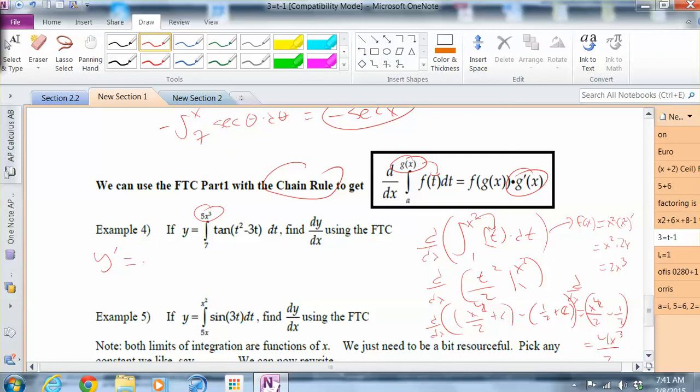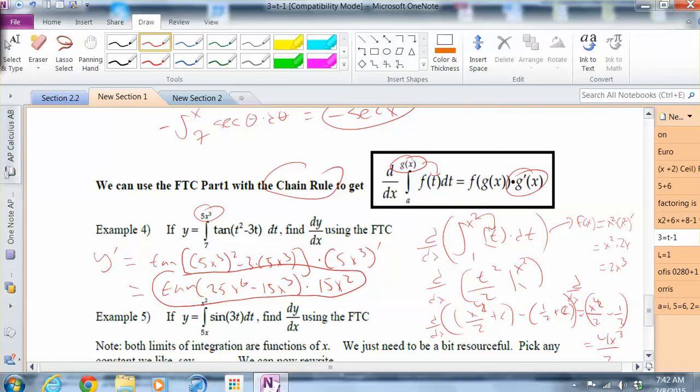So in this case here, our derivative is just going to be tangent of the square of 5x cubed minus 3 times 5x cubed, times 5x cubed's derivative. So in this case, I'm getting tangent of 25x to the 6 minus 15x cubed, and of course times 15x squared. So that's how I would do that.